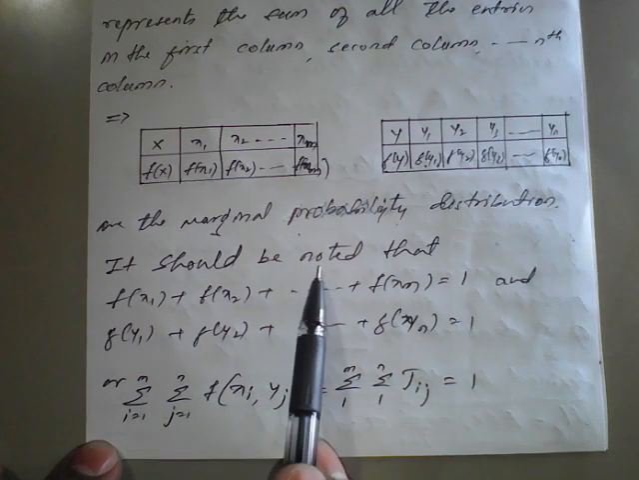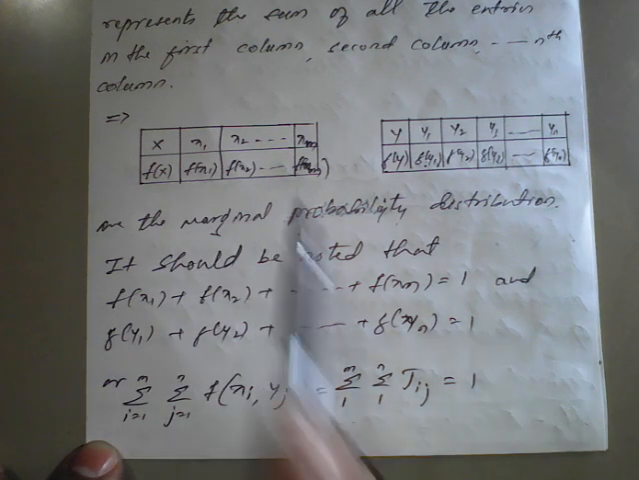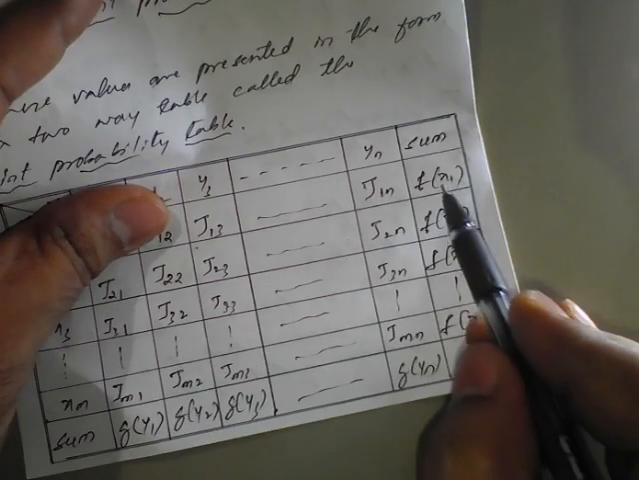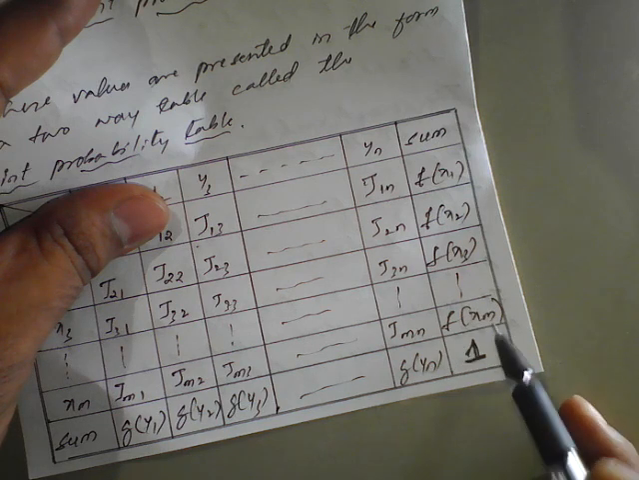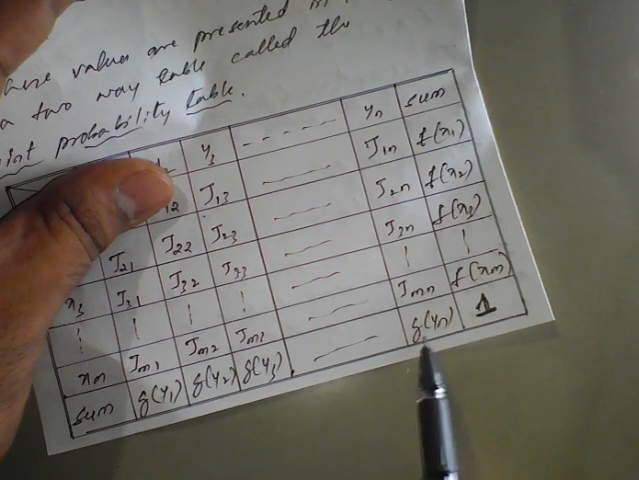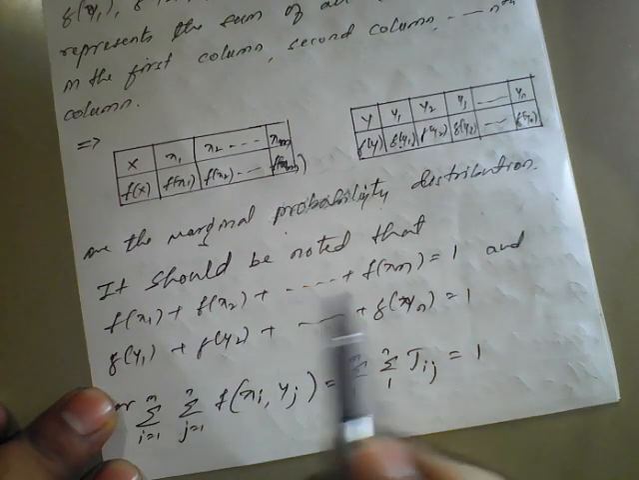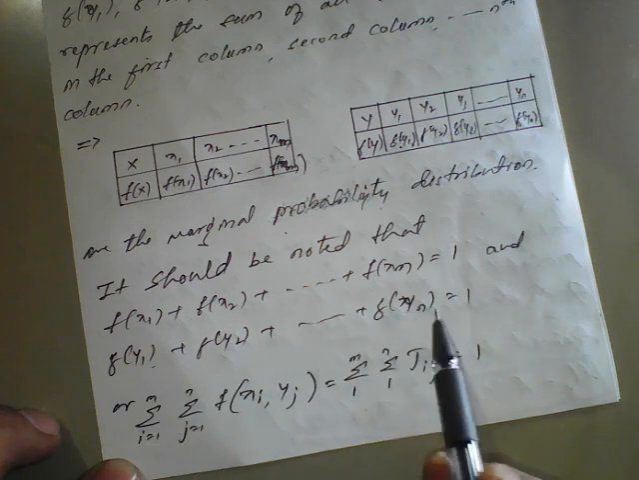It should be noted that f of x1 plus f of x2 plus and so on, f of xm, the summation will always be 1. From the table you will see that the addition of f of x1 plus f of x2 plus f of x3 plus f of x4 and so on, f of xm should always be 1. Similarly, the summation of g of y1, g of y2, g of y3 and so on, g of yn should also be 1. So I have written that once again here: f of x1 plus f of x2 plus and so on, f of xm is equal to 1, and g of y1 plus g of y2 plus and so on, g of yn is equal to 1.